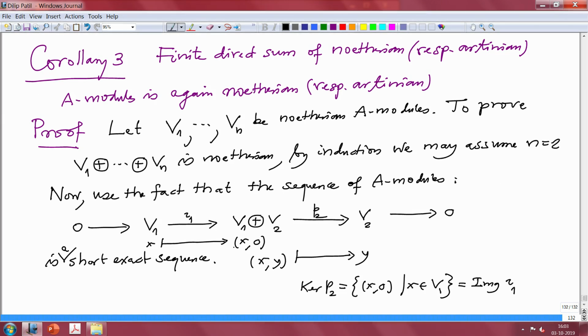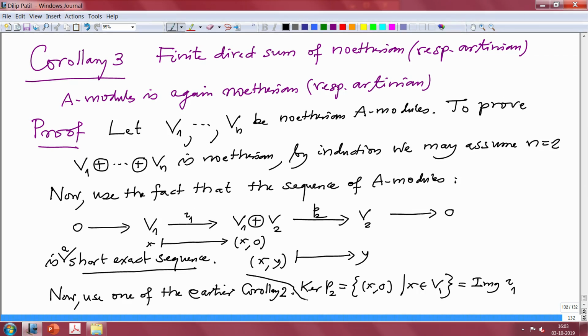So, therefore, this sequence is short exact, and one of the earlier corollaries said that if you want to conclude this middle module is Noetherian, you have to know whether the extreme two are Noetherian, but that is our assumption. So now use one of the earlier corollaries, I think corollary 2 maybe, corollary 2, alright. So, that proves this corollary.